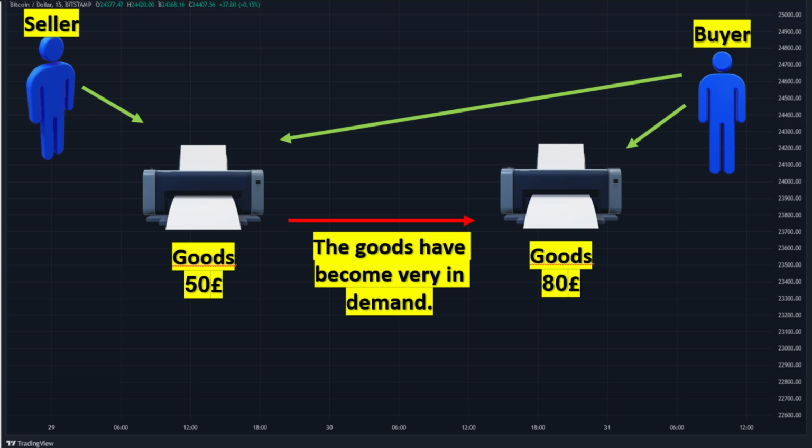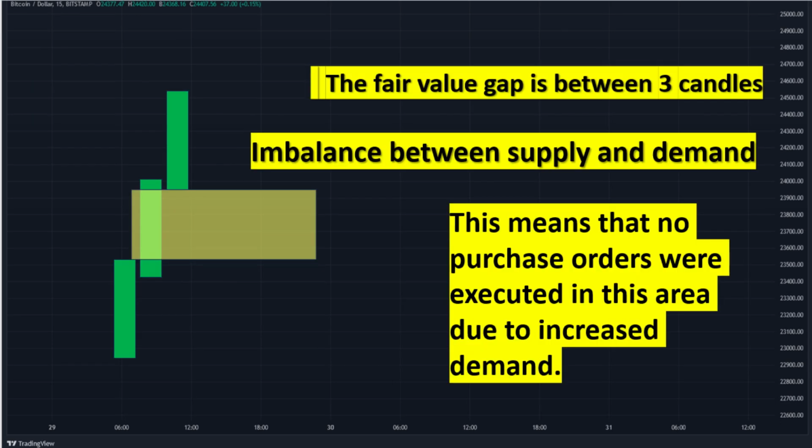The fair value gap is also called the imbalance, and it occurs between three candlesticks. This is known to most people. Look at these three candles with me. Between them is the fair value gap, which is this area drawn here. Okay, how do we determine this fair value gap?